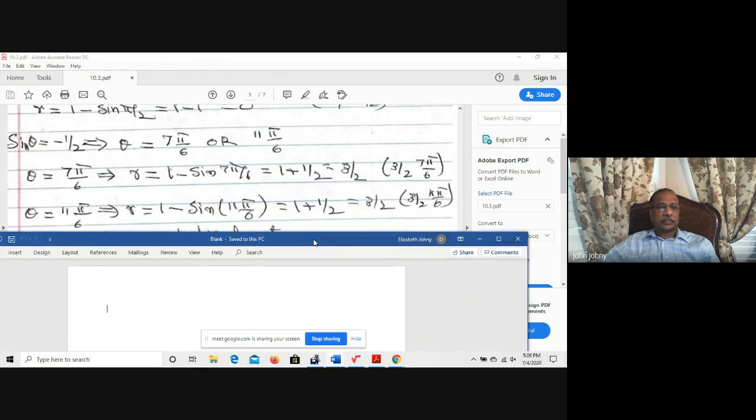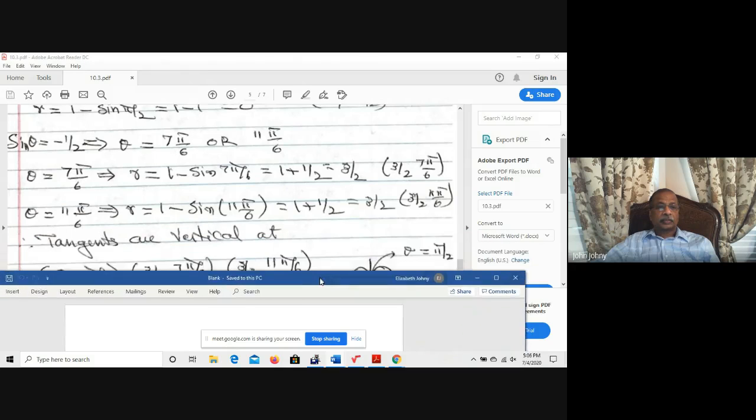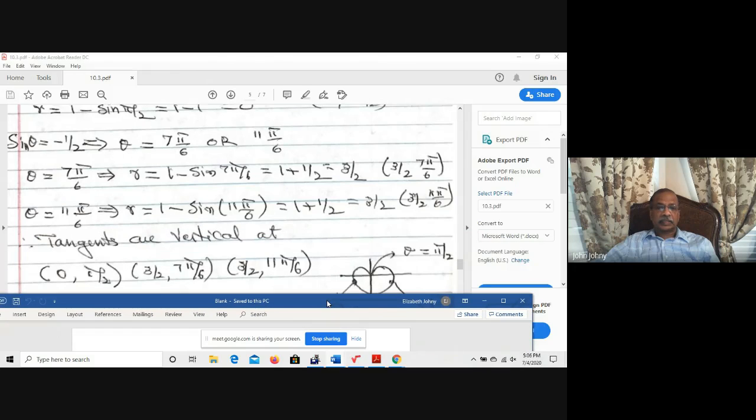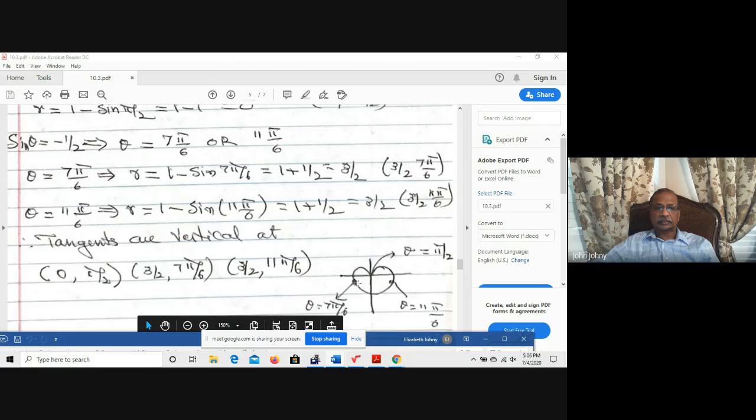And theta is equal to 11 pi over 6 implies r is equal to 1 minus sine 11 pi over 6. Again 1 plus 1 half, that is 3 over 2. So (3 over 2, 11 pi over 6). So the tangents are vertical at these 3 points. (0, pi over 2), that is at the pole. (3 over 2, 7 pi over 6), that is, here it is, 7 pi over 6. (3 over 2, 11 pi over 6), that is at this point.